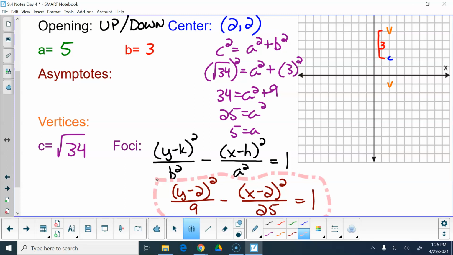And sometimes you'll be given different scenarios, like on number 12 for the homework this week, you're given one of the vertices and the center. And then given the slope of the asymptotes and all that stuff, so you can get different combinations of things that you can do.